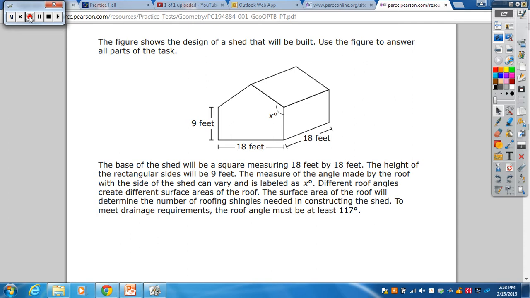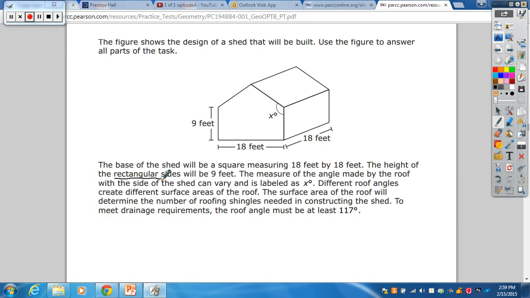It says here, the figure shows the design of a shed that will be built. Use the figure to answer all parts of the tasks. The base of the shed will be a square measuring 18 by 18. Okay, so we have that here. The height of the rectangular sides will be 9 feet, and we can see that here. Rectangular will be a key we're going to come into a little bit later. And the measure of the angle made by the roof with the side of the shed can vary and is labeled as X. Different roof angles create different surface areas for the roof. The surface area of the roof will determine the number of roofing shingles needed in constructing the shed.